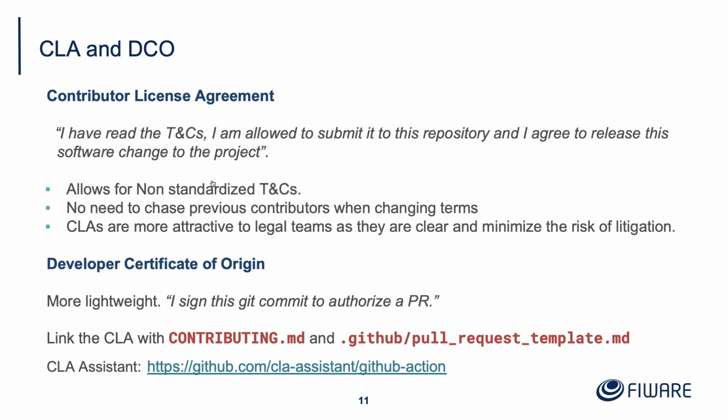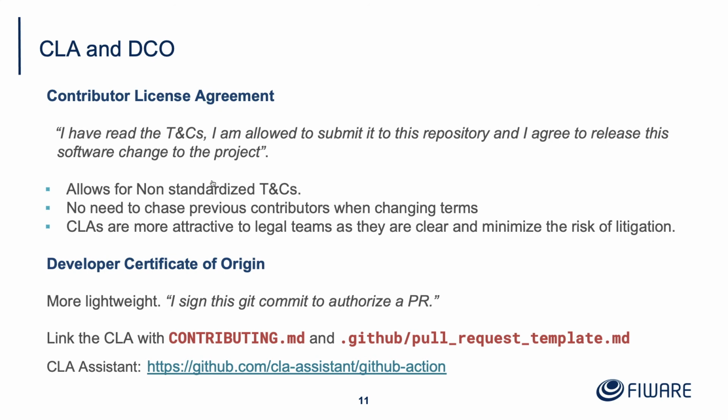Now, the FIWARE Foundation has a template harmonized CLA for contributors to use. It is not necessary, but it's useful, and it's a template. It can be modified. Now, there is a lightweight version of this, which is the developer certificate of origin, which is more along the lines of saying, yeah, I'm signing this Git commit to say I'm authorized. It holds less legal weight, and it is much more of a box-ticking exercise.